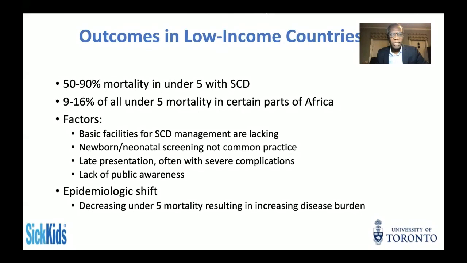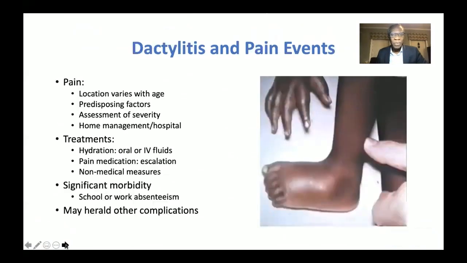However, over the last few years, there's been an epidemiologic shift, and this is as a result of decreasing under 5 mortality generally because of the measures taken in the Millennium Development Goals to reduce under 5 mortality. As a consequence, more children who would have died in early life are surviving early childhood. And this paradoxically is leading to increased disease burden.